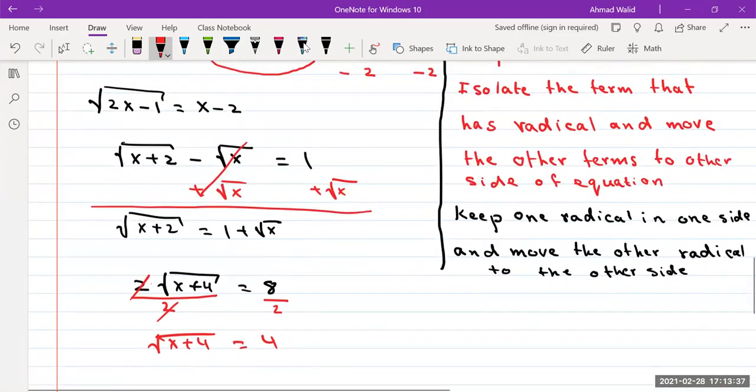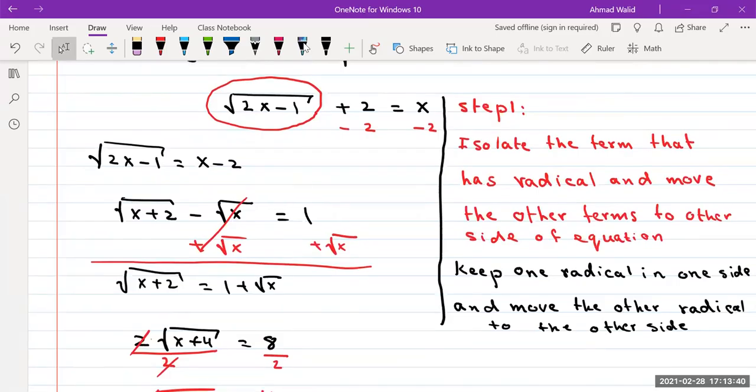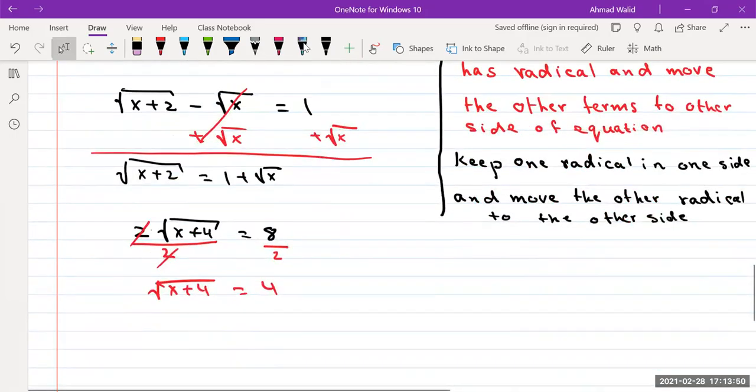I put 3 different problems here. I didn't solve them, right? I just show you a step 1, what to do when you get a radical equation.